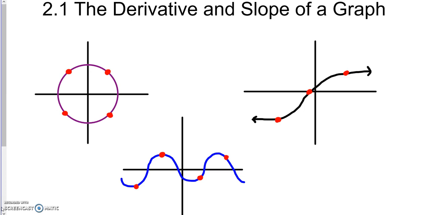Okay, so what is a derivative? The derivative is the slope at a specific point on a graph. In other words, we should be able to draw a tangent line, and I just put a few points on here. We'll start with the circle.